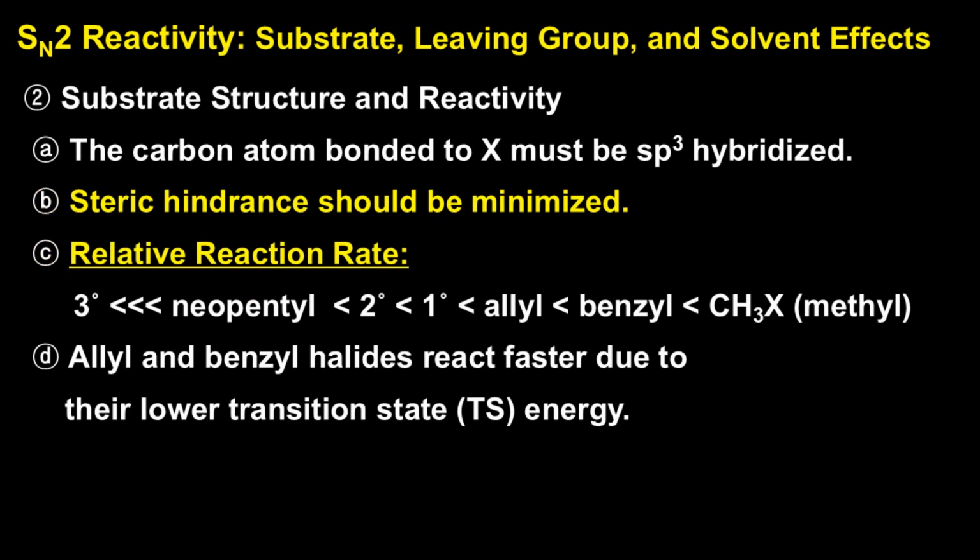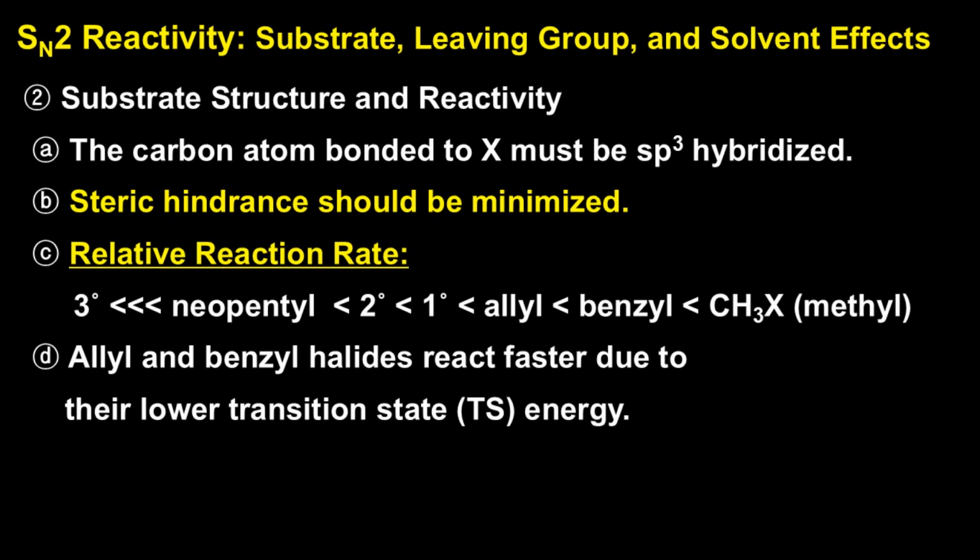First up, the structure of the substrate. For an SN2 reaction to work, the carbon that holds the leaving group must be sp3 hybridized. That allows the nucleophile to attack from the backside, which causes inversion of configuration. If the carbon is sp2 or sp hybridized, the reaction either slows down a lot or just doesn't happen.